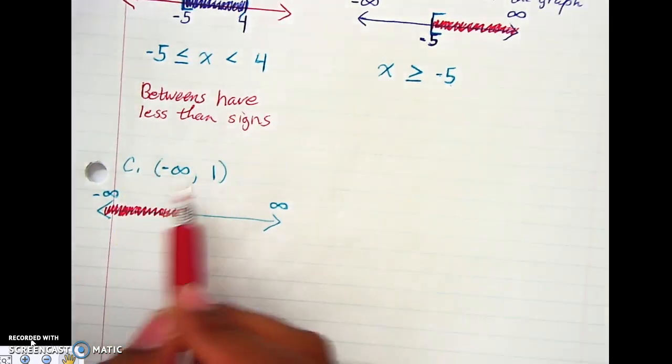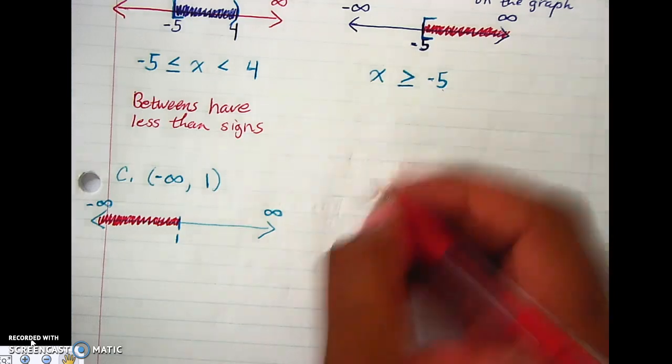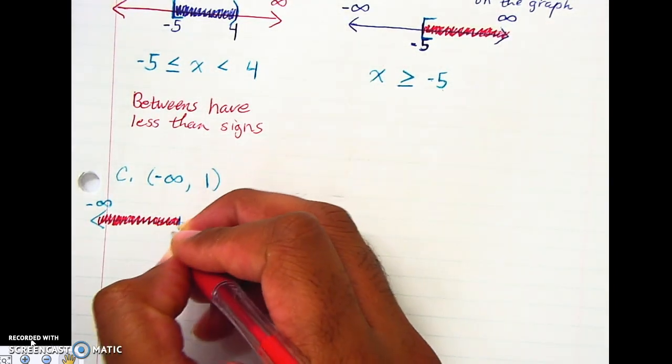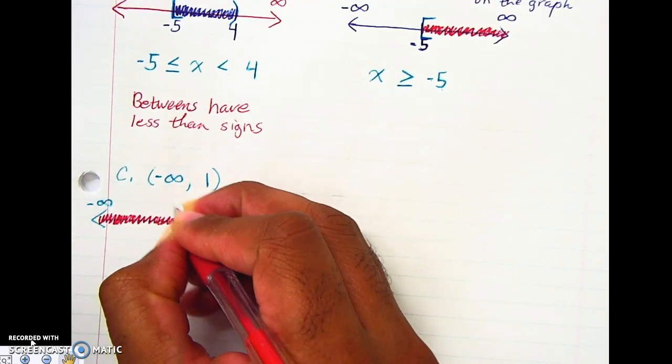Again, do the same thing here. Because that's infinity, do not put a parenthesis on the graph here. So here, we know that it's a parenthesis on 1, and it needs to cup around the 1, or cup around the shaded area. So it means we're going to cup around this way right here.